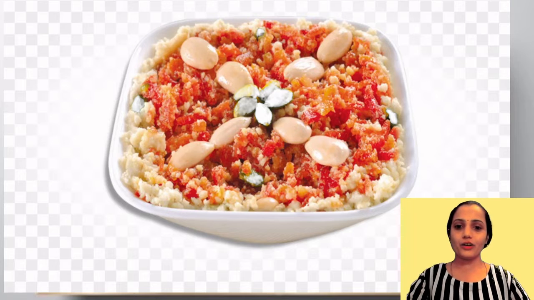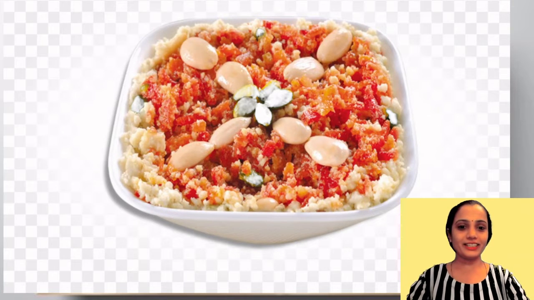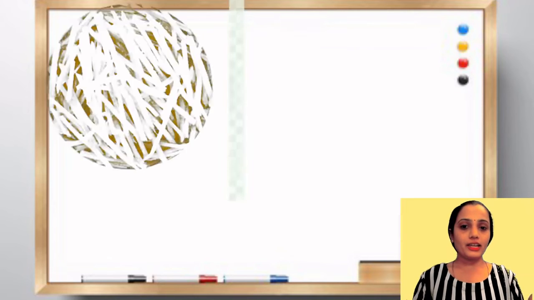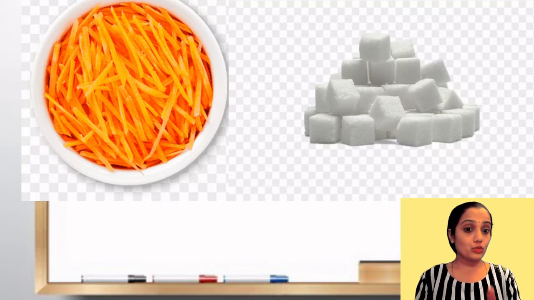Let's understand ratio with a very sweet example. Carrot halwa. Who doesn't like carrot halwa, right? Let's look at the recipe. For carrot halwa, we need the two main ingredients, carrot and sugar. Now let's see how much carrot and how much sugar.